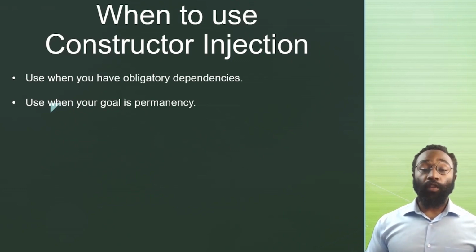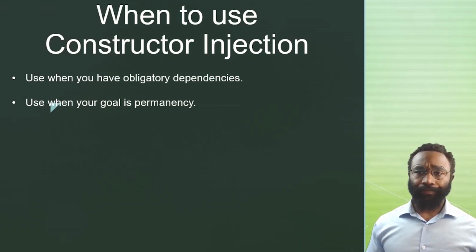Now, you want to use this when your goal is permanency, right? You're not going to try and change this later on. You know for sure that to carry out this certain function, it's always going to need this other object. There's no other way it can happen.